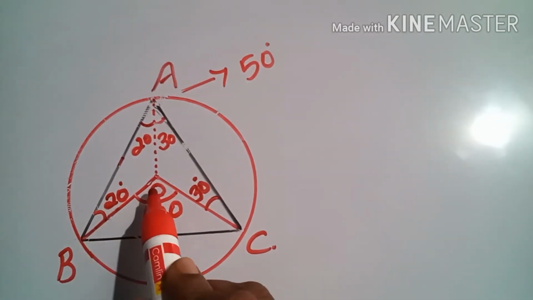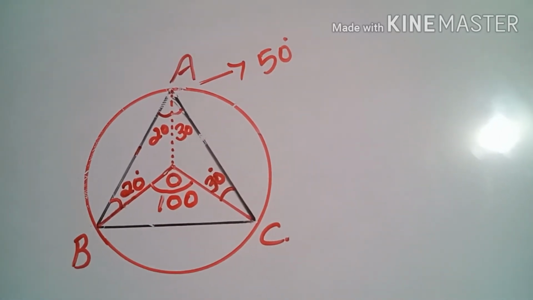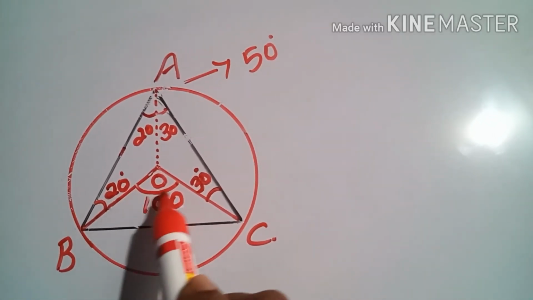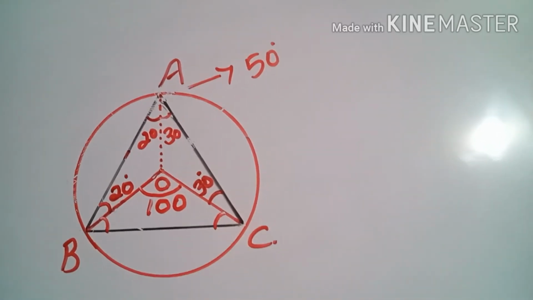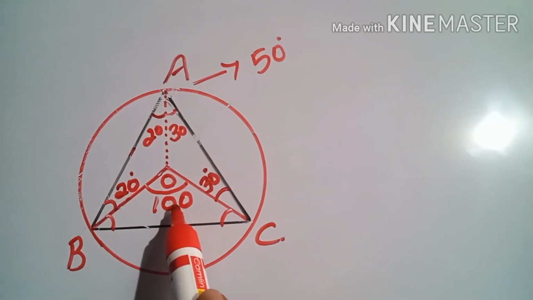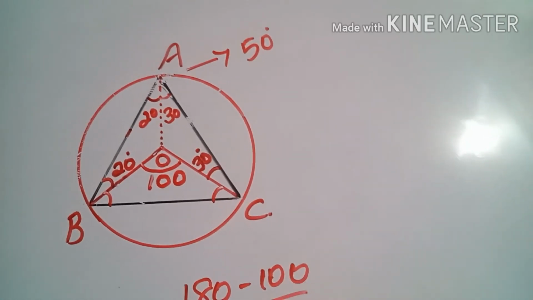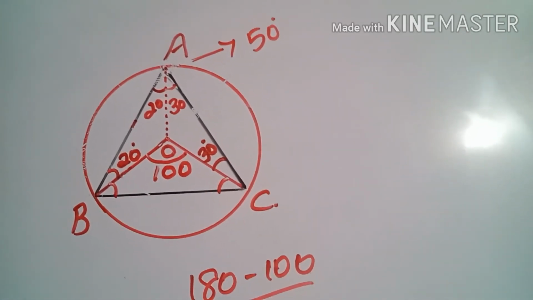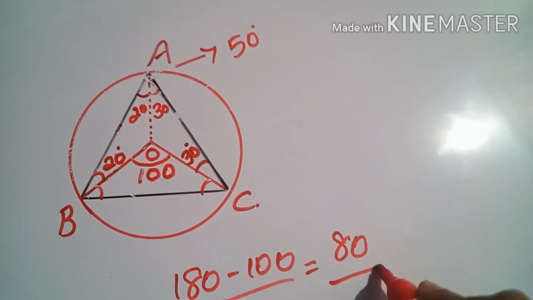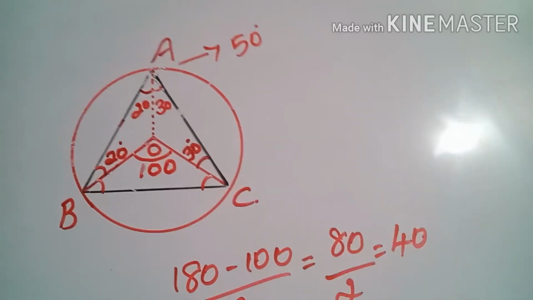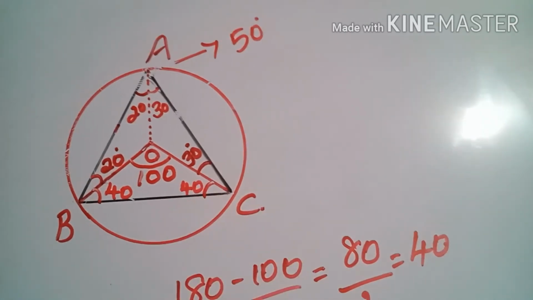Now triangle OBC is also an isosceles triangle. For an isosceles triangle, if this angle is 100 degrees, what will these two angles be? How will we find these two angles? In 8th standard we have learned this. This is 100, so 180 minus 100, by 2. These two must be equal. The sum is 180, so 180 minus 100 is equal to 80. So 80 by 2, 40 degrees. Each angle will be 40. This is 40 degrees, this is also 40 degrees.